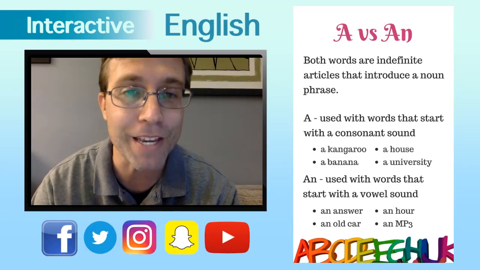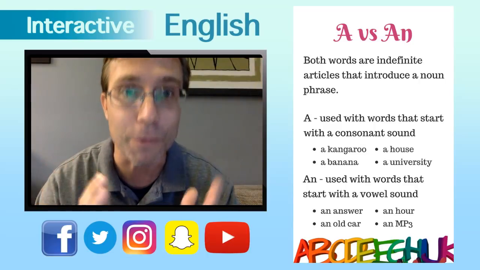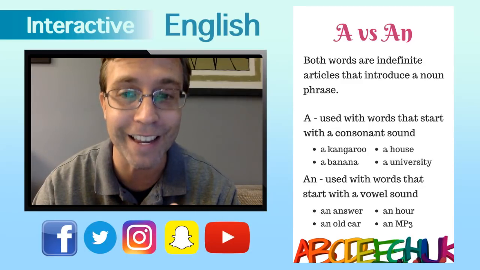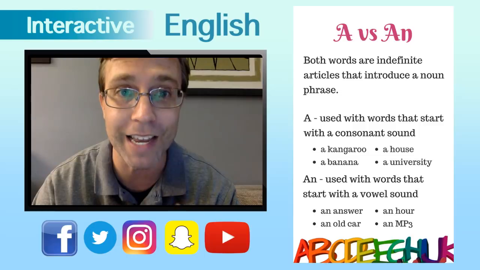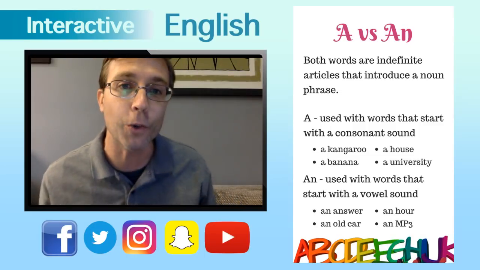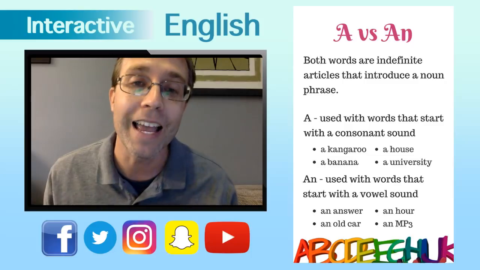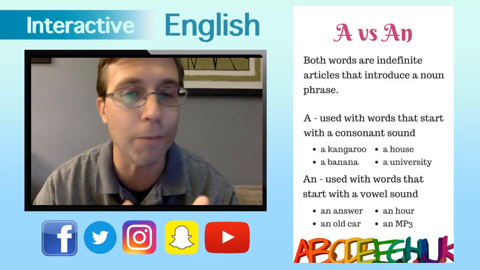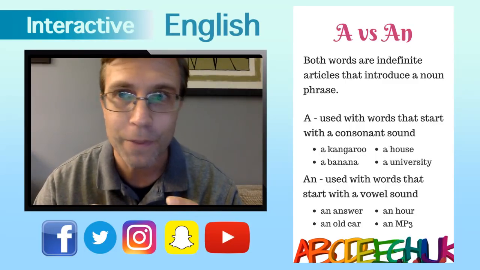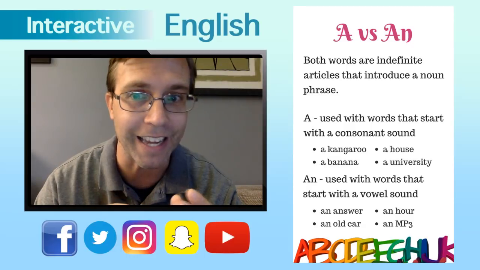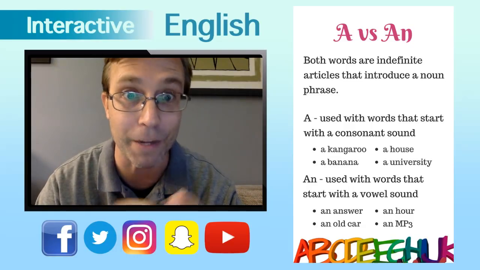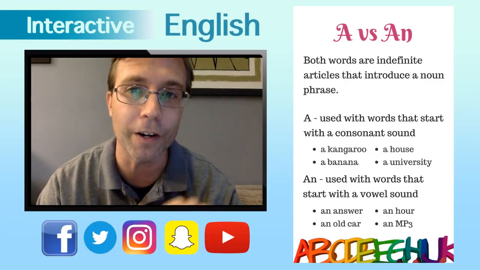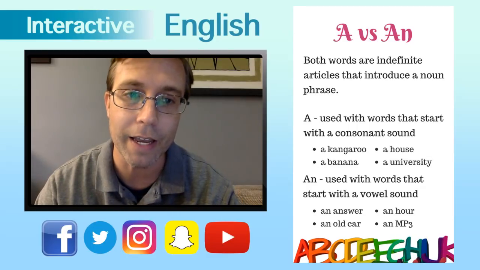Same with MP3. For anybody who's downloaded music, you know that those are MP3 files. Now, we say the letter M, and when we say it, M, it starts with that short E sound. An hour and an MP3. And I think it's when you hit those words where it goes against what you want to think, and people might make those mistakes, and they might say a MP3, and no, it's an MP3. So those are some of the differences between a and an.